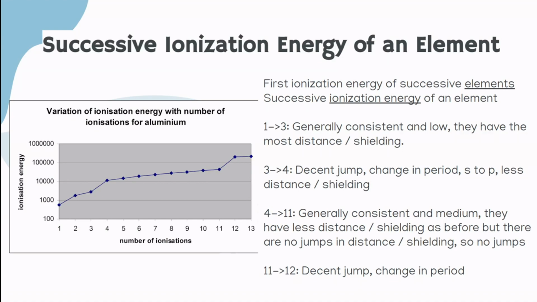From the electrons removed from 1 to 3, we see it's generally consistent and low. They have the most distance and shielding. The most outer electrons are valence electrons.